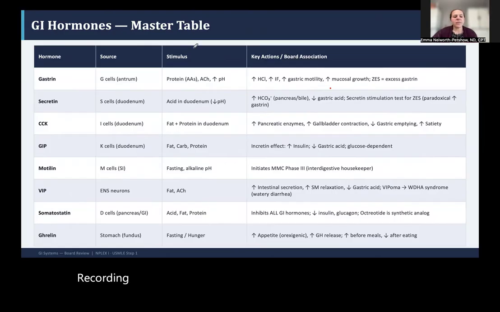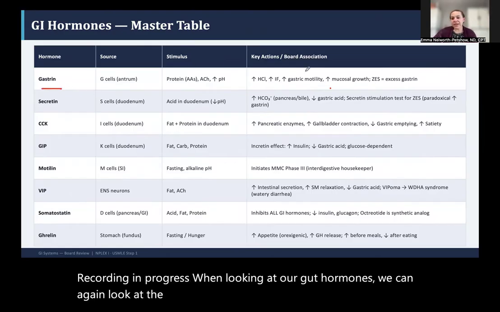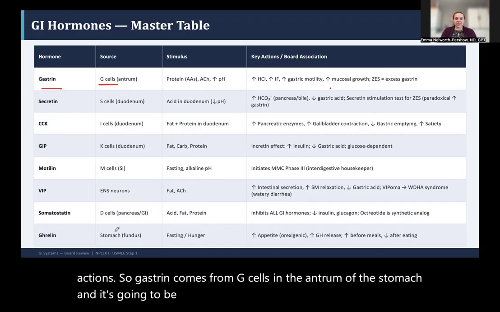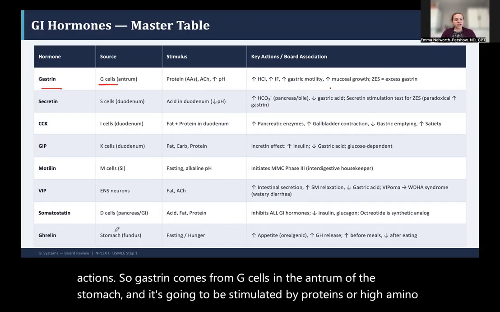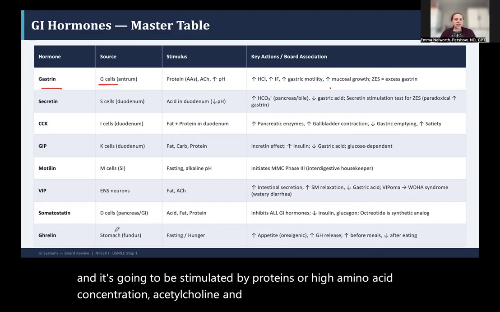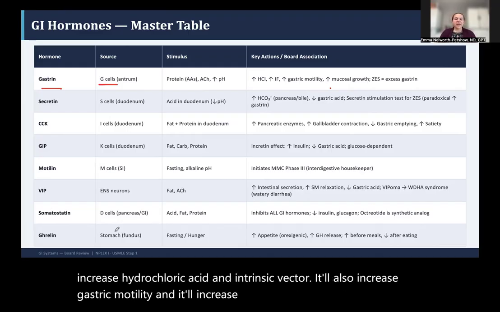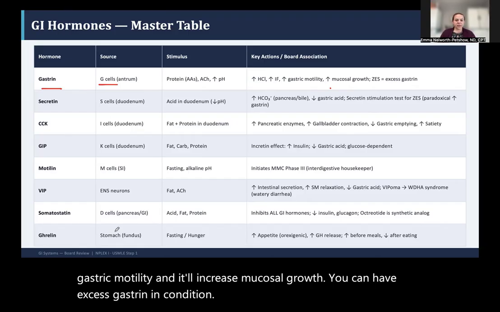When looking at our gut hormones, we can look at the name, their source, their stimulus, and their key actions. So, gastrin comes from G cells in the antrum of the stomach, and it's stimulated by proteins or high amino acid concentration, acetylcholine, and increased pH. It's going to increase hydrochloric acid and intrinsic factor. It'll also increase gastric motility and mucosal growth. You can have excess gastrin in a condition called Zollinger-Ellison syndrome.